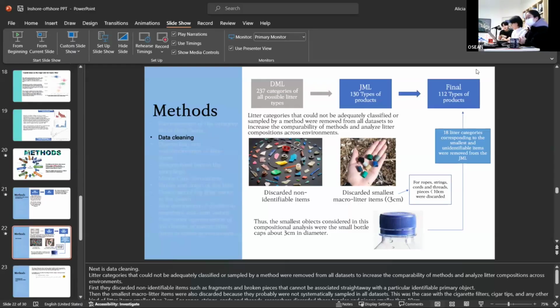As I know, the microplastic standard is 2.5 centimeter, but this paper says macrolitter items are 3 centimeter. Why does this paper explain 3 centimeter?